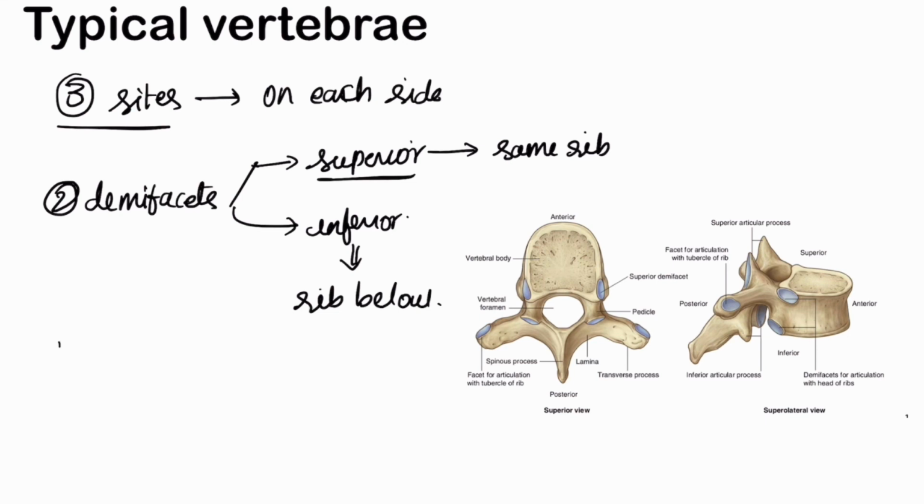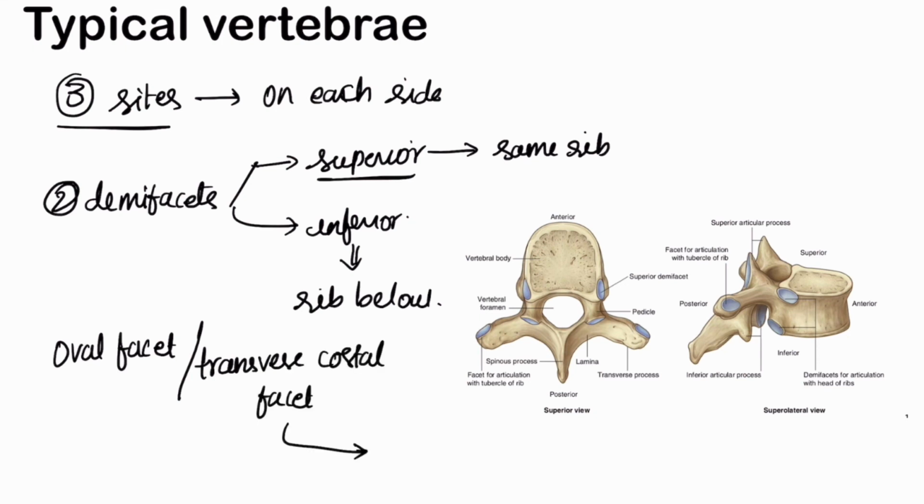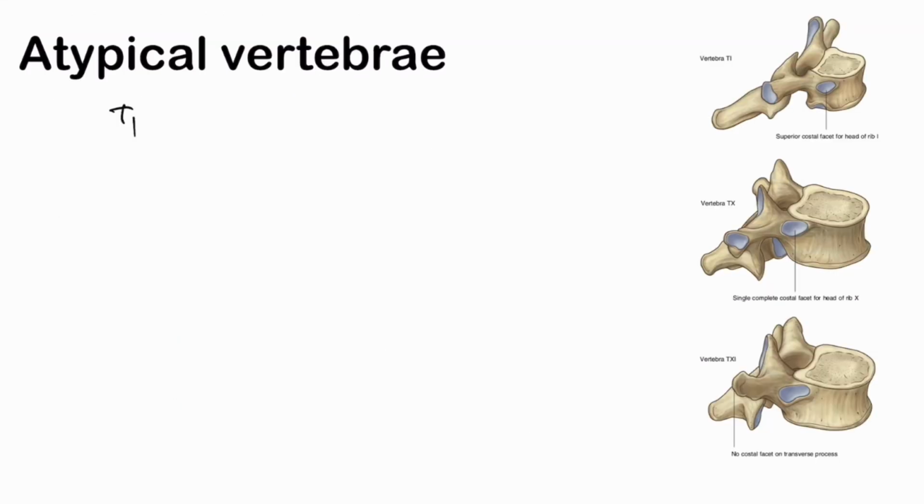And we have the oval facet or transverse costal facet. This facet articulates with the tubercle of the rib. That's all about the typical vertebrae. Now let us look at the atypical vertebrae. The T1, the T10, T11, and the T12 are atypical vertebrae.